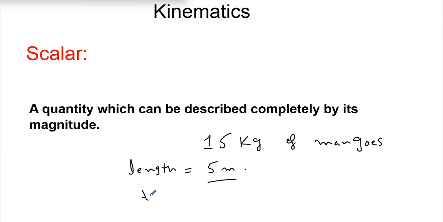For example, time. If I say 60 seconds, which is equal to 1 minute, of course, it is also a scalar quantity because it is completely described by its magnitude 60 and of course the unit second, and it's complete. You don't need any additional information, especially direction. If I tell you 60 seconds, it's enough, right?